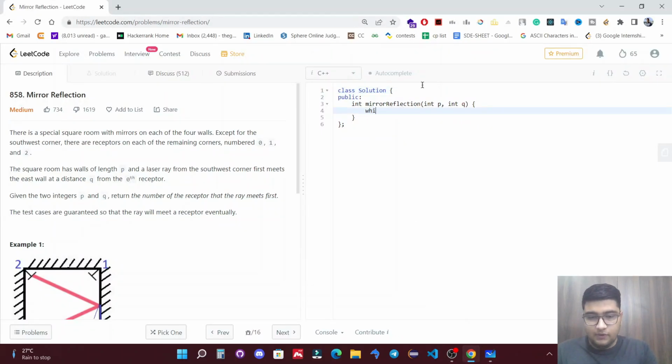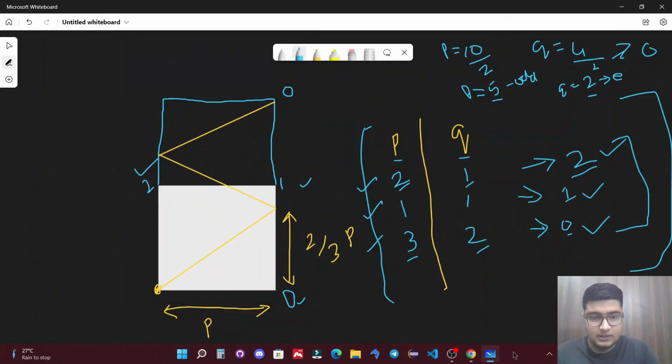So what we were doing, we were first dividing the values by 2 to find out the minimum possible value of p and q. So let's quickly see. While p is divisible by 2 and q is divisible by 2, we will just divide both the values to find out the minimum possible value. So p divide equal to 2 and q divide equal to 2. Now let's check all the three conditions here.